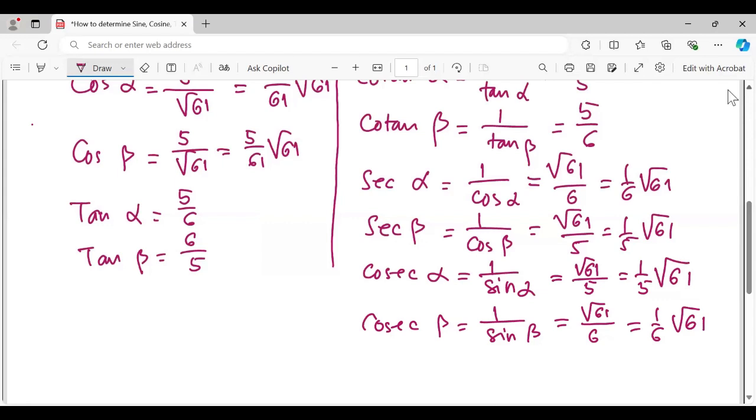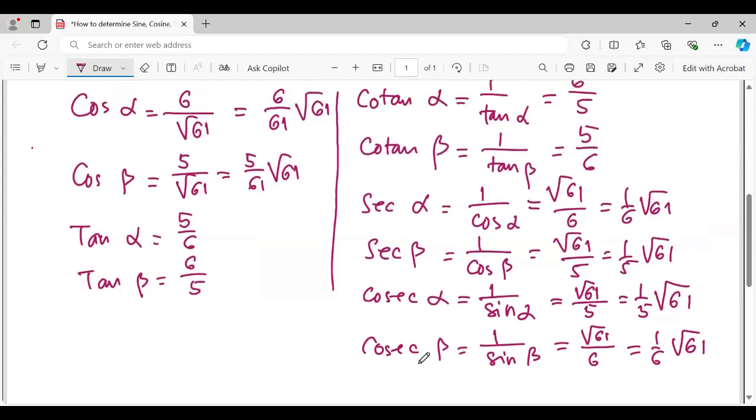Now pay attention. Look, cosecant beta is the same as secant alpha. This is the result. You may compare: secant beta equals cosecant alpha. You may compare the result. Right.